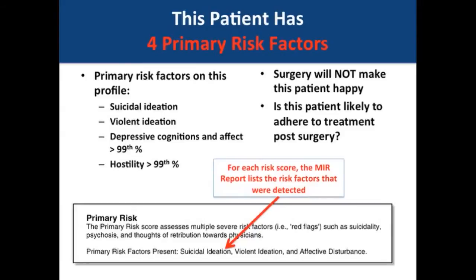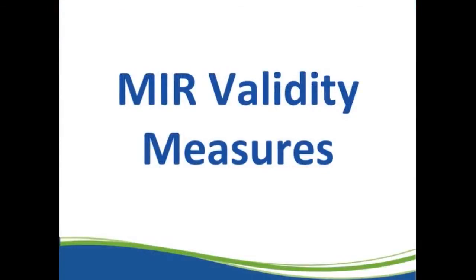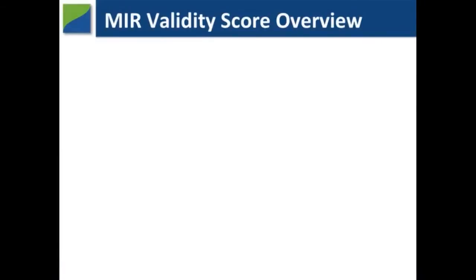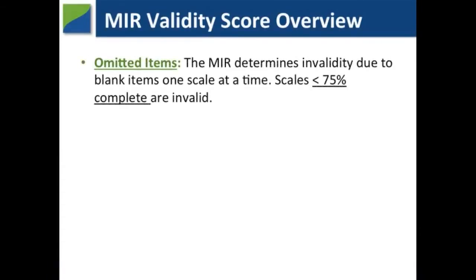Let's take a closer look at the MIR measures now, beginning with the MIR validity measures. The MIR actually has 4 different validity measures that it utilizes. First is blank items. For various reasons, sometimes patients leave parts of the items blank. There can be various motives for this. The patient might be uncooperative or just ran out of time.